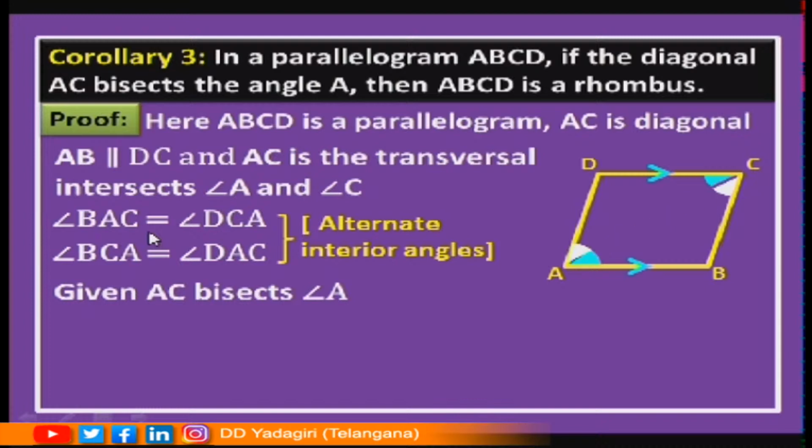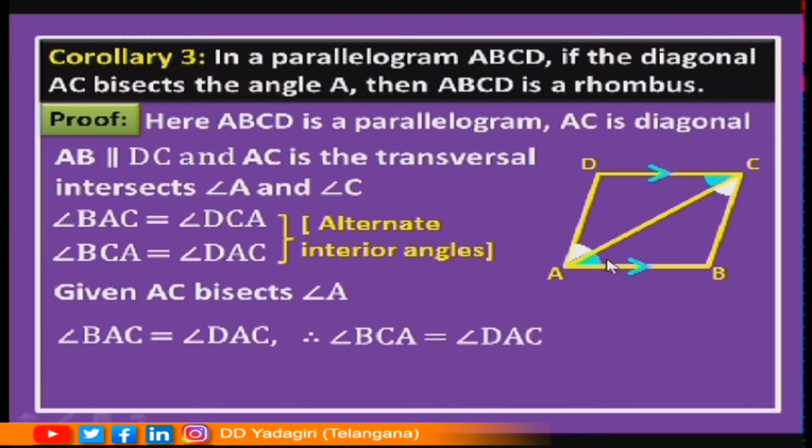Also given AC bisects angle A. So, you can see the diagonal AC is bisecting angle A, which means I can write angle BAC and angle DAC are both equal. These two angles are equal because it is bisecting. Bisecting means dividing it into two equal parts. So, DAC is one equal part and BAC is another equal part. So, these two must be equal. Therefore, I can say angle BCA and angle DAC are equal.